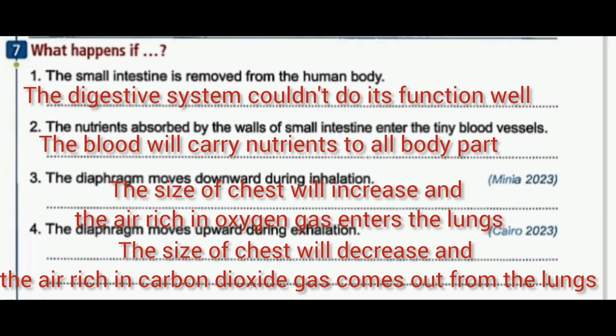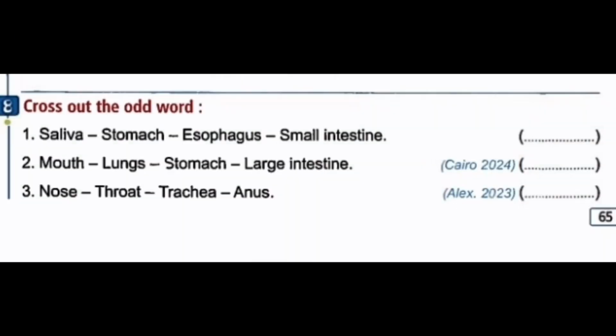Now let's answer question number 8, which is cross out the odd word. Number 1. Saliva, stomach, esophagus, small intestine. We will choose saliva because all of the items are organs from the digestive system, but the saliva is a liquid substance. Number 2. Mouth, lungs, stomach, large intestine. We will choose lungs because all organs are from the digestive system except lungs, which are from the respiratory system.